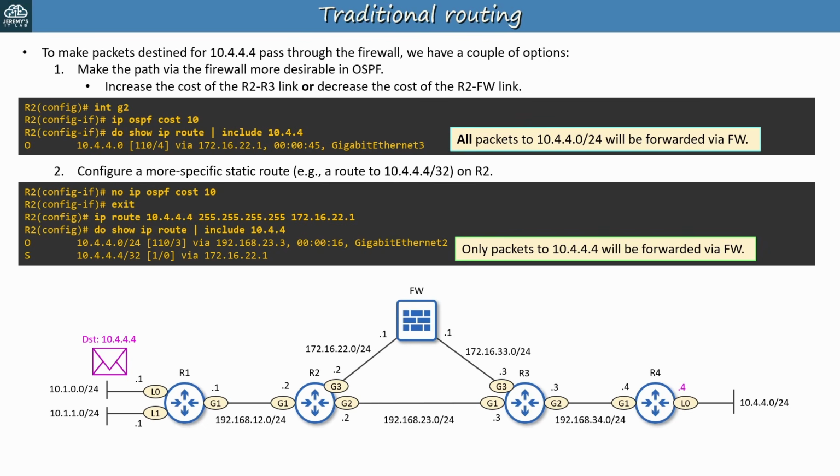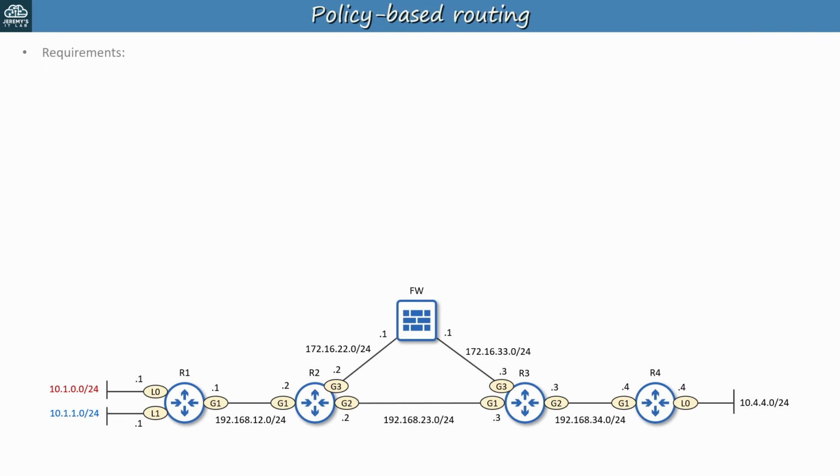When it comes to traditional routing, this is about as far as you can go in controlling the path that packets take through the network. Either modify the cost of specific paths, or configure more specific routes to direct particular packets along a different path. In either case, each packet is still forwarded based on its destination IP address. So that's the extent of the control we have with traditional destination-based routing.